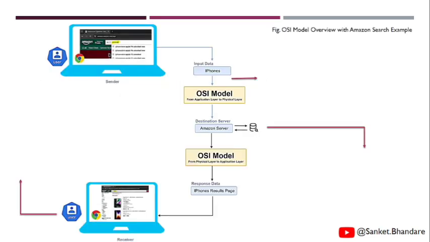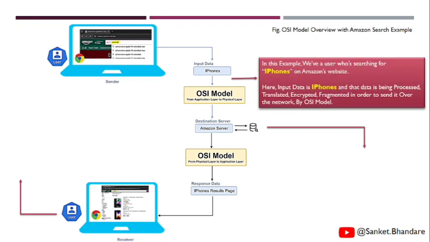So we'll start with one real world example which represents how OSI model is used in real world. OSI model is basically a logical model to represent how data is being transferred over the internet. Here, the example we are going to see is an Amazon search example and user. In this example, we have a user who is searching for iPhones on Amazon's website. So here input data is iPhones, and data is being processed, translated, fragmented, encrypted by OSI model in order to send it over the network.